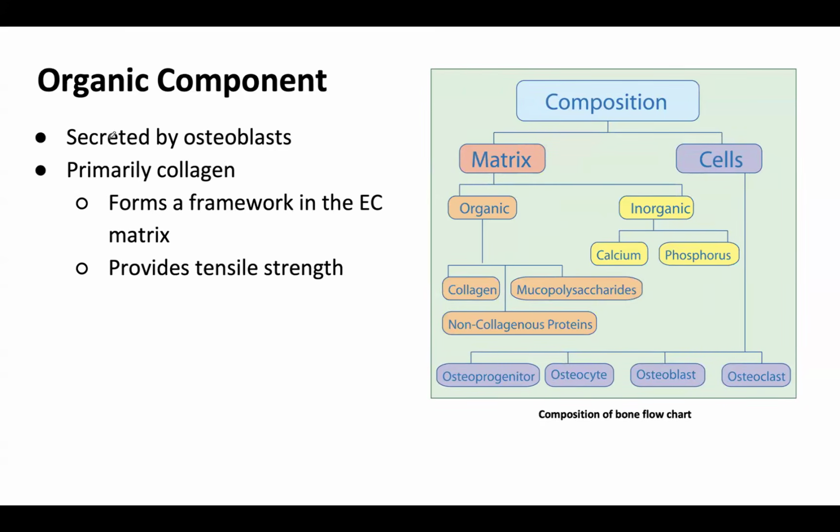The organic component, as we should recall from the bone cell lecture, is secreted by osteoblasts, and it's going to be composed mostly of collagen. So put some stars and some hearts next to collagen here. Collagen is actually the most abundant protein in the body. There is other organic material as outlined in this flow chart over on the right, but collagen is really the most important one, and it's the only one that you're going to be responsible for.